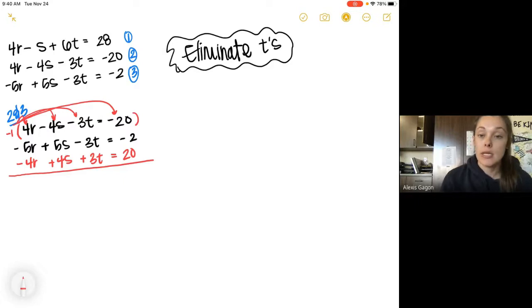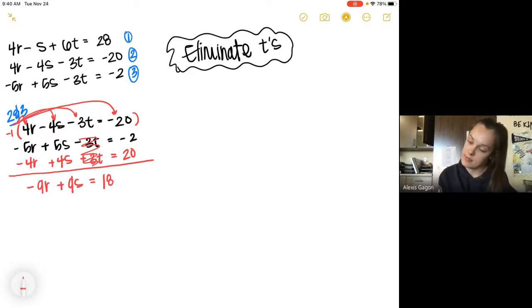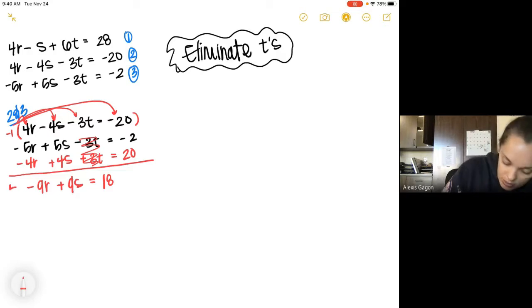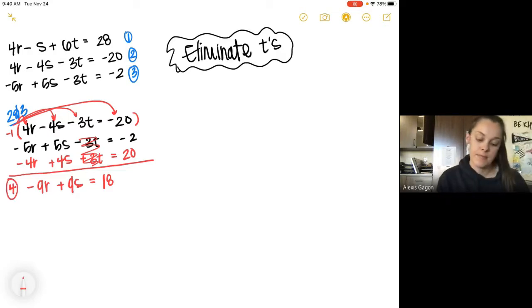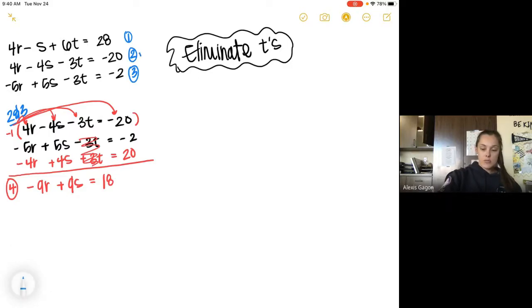Okay, so the t's cancel, which is what we wanted to happen. So I'm left with -9r plus 9s equals positive 18. I'm going to call this equation number 4. Okay, so I have used equation 2, and I have used equation 3.